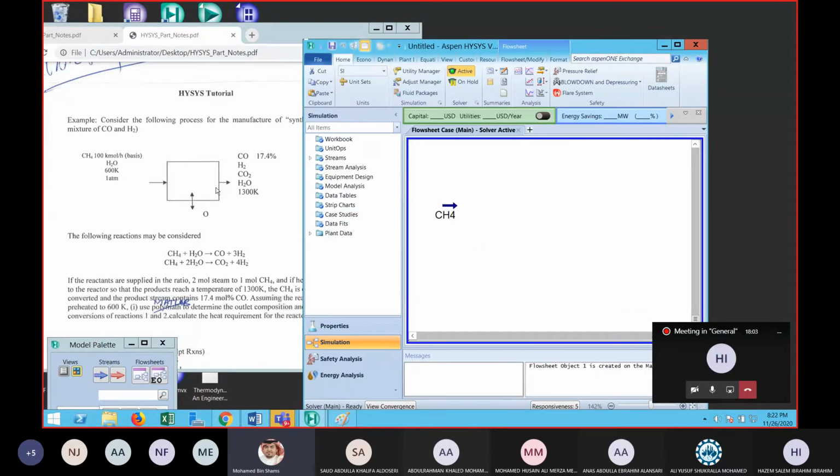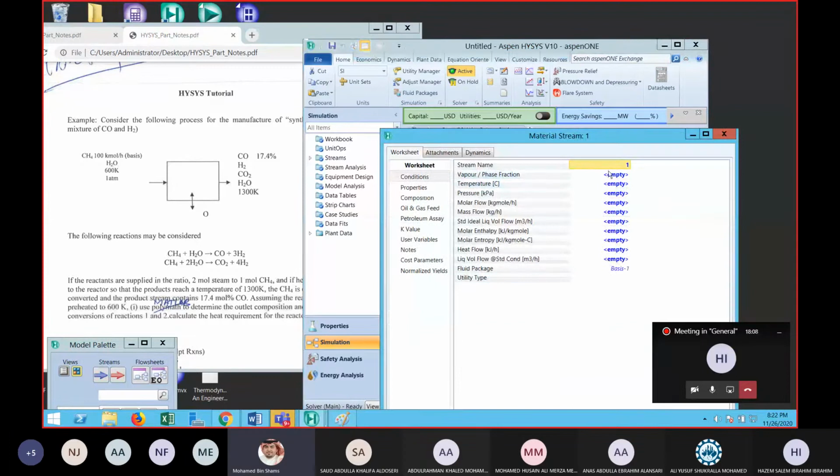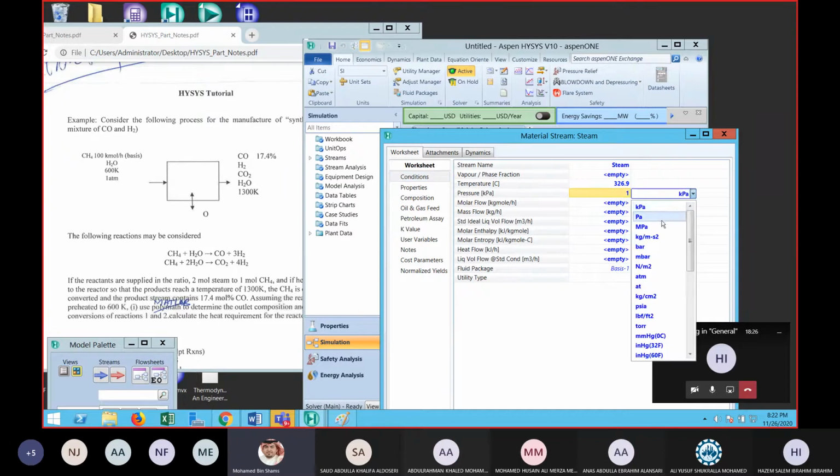The second stream, guys. I have a second stream, which is hydrogen. Okay, so sorry, not hydrogen, water. Okay, the steam basically. That's the steam. The steam stream is at the same temperature, 600 Kelvin, 1 atmosphere, and the molar flow rate.